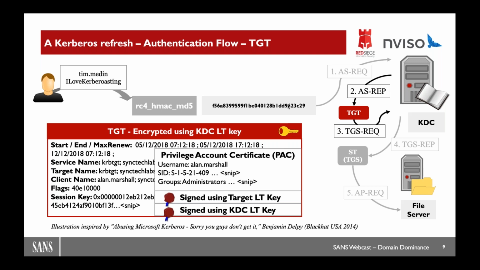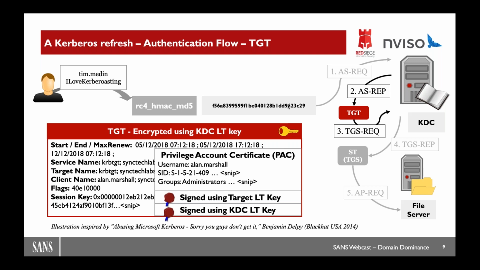So that TGT can afterwards be used by Tim to request additional service tickets. What's important here is this privileged account certificate includes all information about who a user is and what groups he has access to. So the most sensitive part of this TGT is the privileged account certificate. You can also notice that it's signed 2 times. It's signed using the target long-term key and the KDC long-term key.